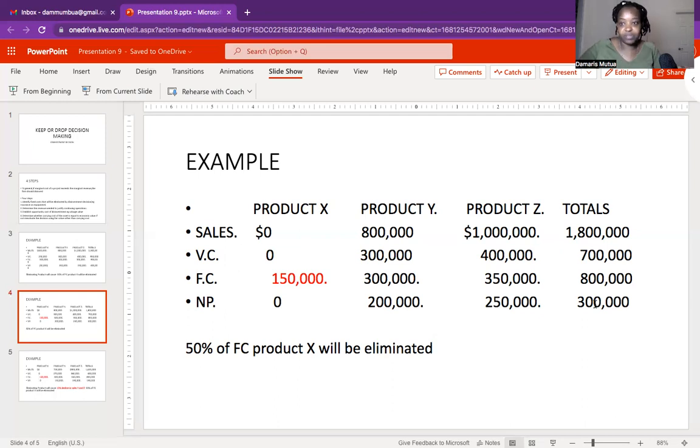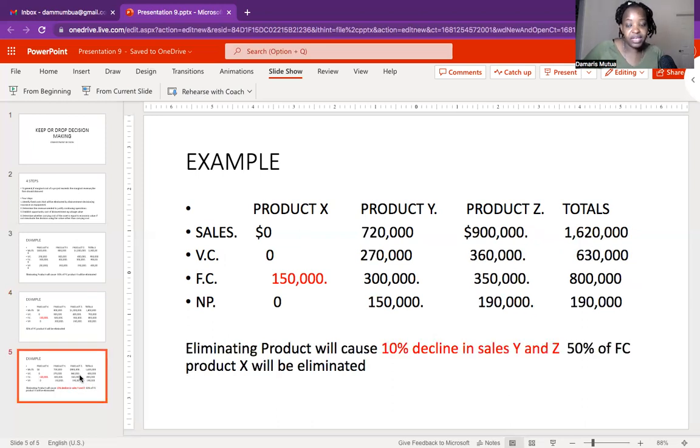Another example that I'm gonna look at, the same example but with different factors, whereby 50% of the fixed costs will be eliminated. Then by eliminating product X, it's gonna cause a 10% decline in sales for product Y and Z. So we need to evaluate and know if we as an organization are better off or worse off by eliminating product X.